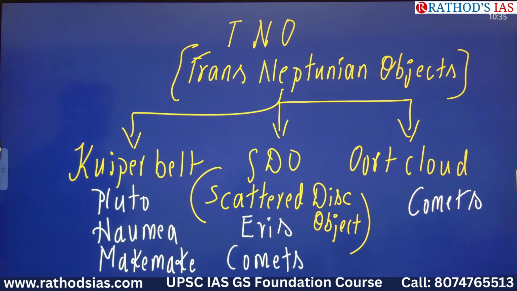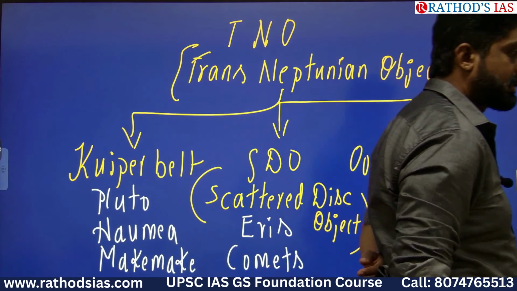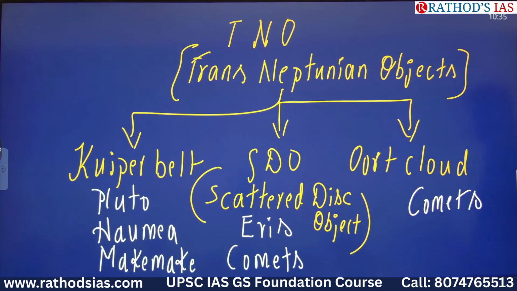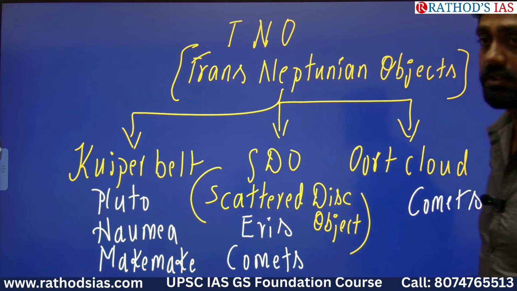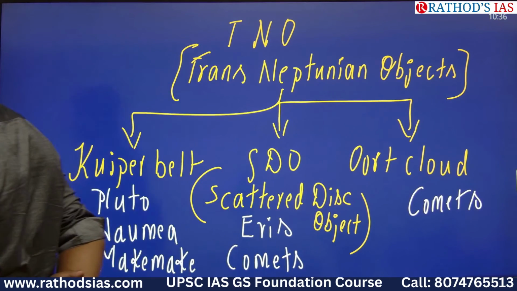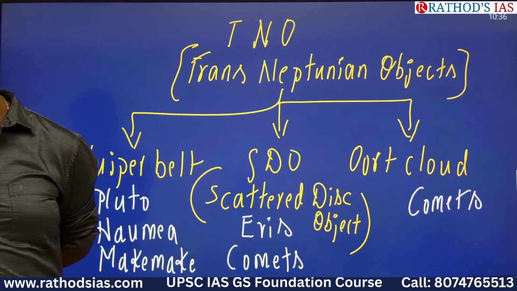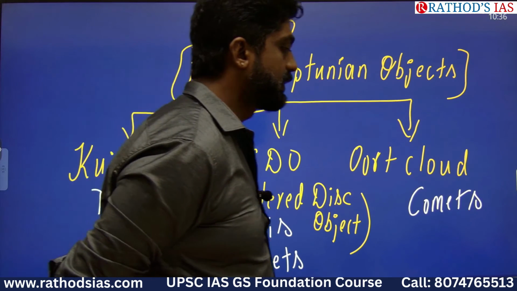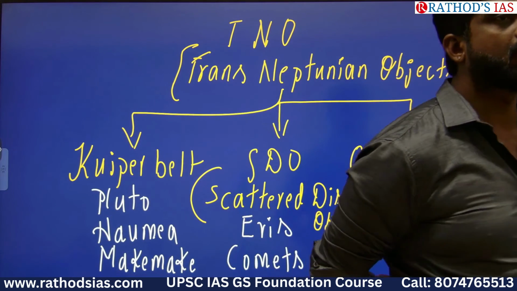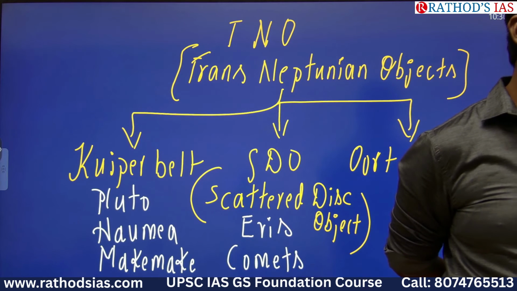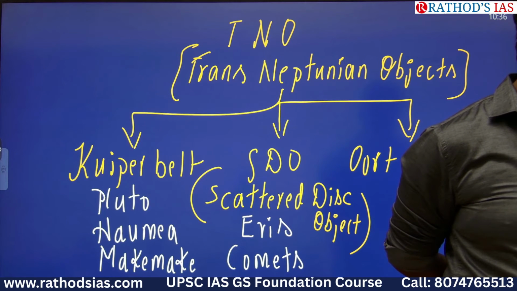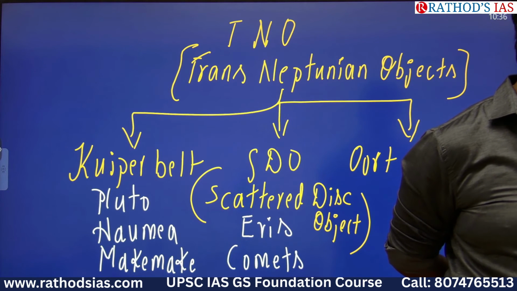Now you may ask, sir, if comets are present in both SDO and Oort cloud, then what's the difference? Note down: comets present in SDO are called short period comets, and comets present in the Oort cloud are called long period comets.